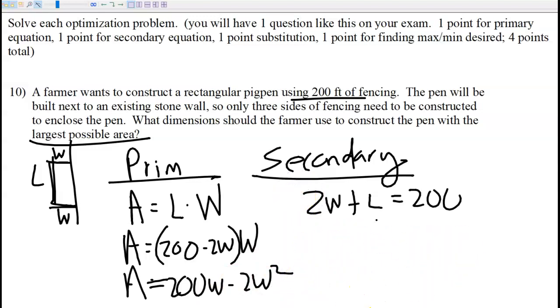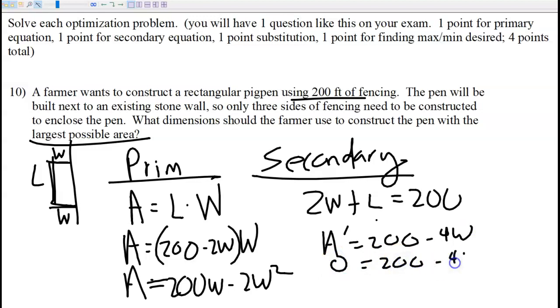Now we move on to the fourth step, which is to find the derivative. Set it equal to 0. That's how we find our max. And we solve. If I subtract 200 and divide by 4, I end up with W equals 50.